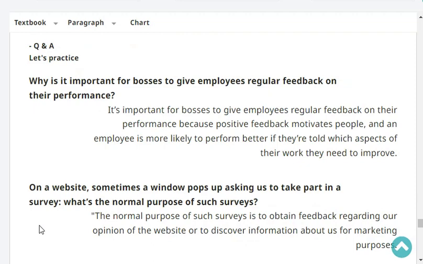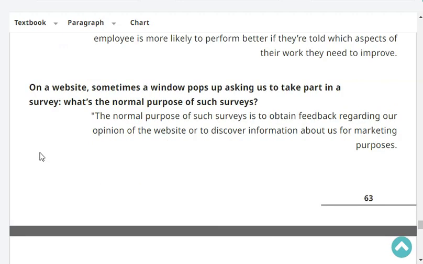Why is it important for bosses to give employees regular feedback on their performance? It's important for bosses to give employees regular feedback on their performance because positive feedback motivates people, and an employee is more likely to perform better if they are told which aspect of their work they need to improve.